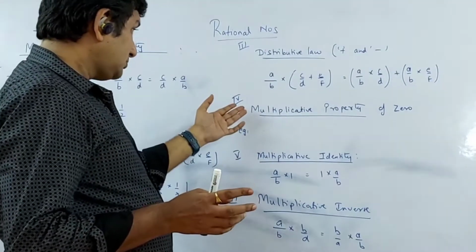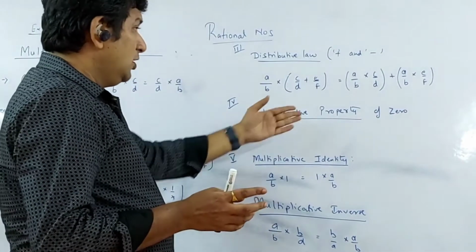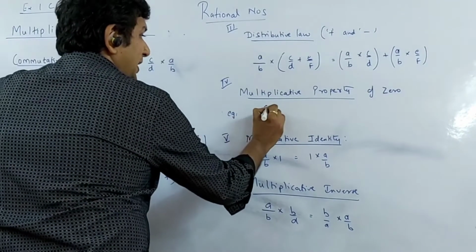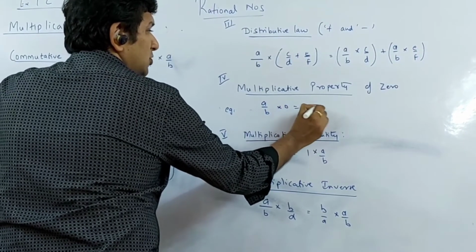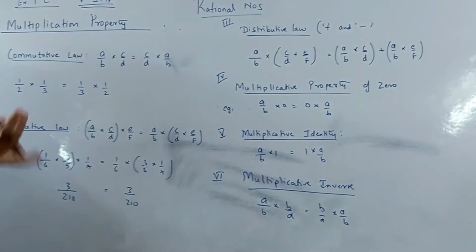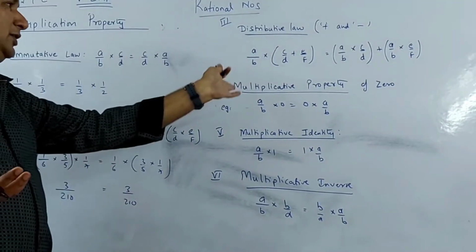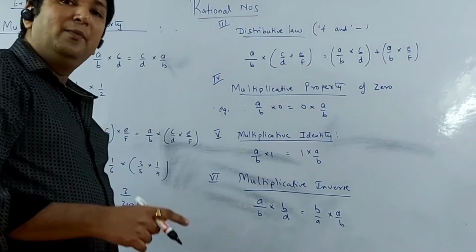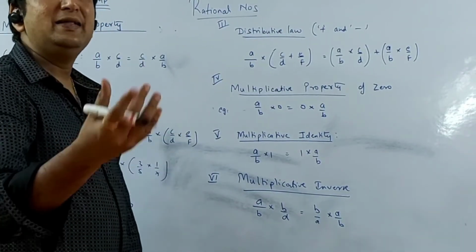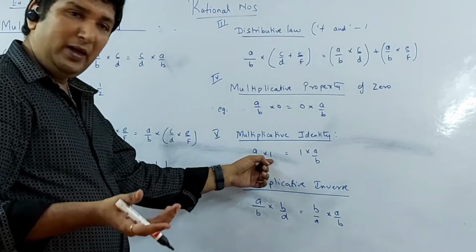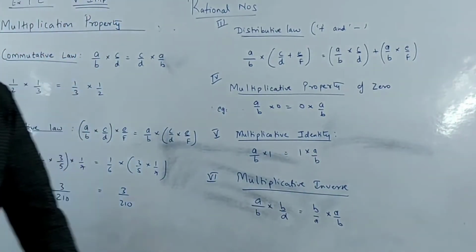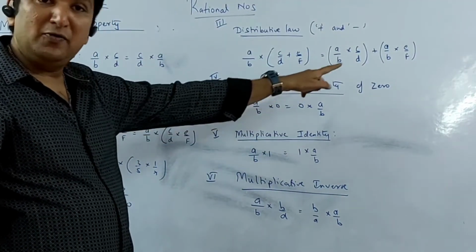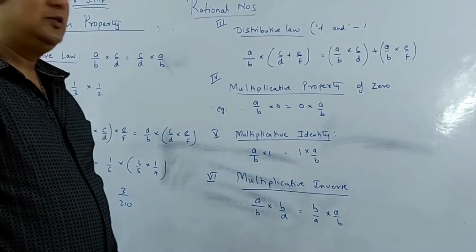And last, they are all with respect to multiplicative property of zero, identity or inverse. It's very simple. If you multiply A upon B into 0, this is equal to 0 into A upon B. That means anything multiplied by 0 is 0. That's called multiplicative property of 0. Multiplicative identity: if you multiply any rational number by 1, the answer will be itself. So A upon B into 1 is A upon B, and 1 into A upon B is also A upon B. If you multiply any number by 0, that's called multiplicative property of 0, and if you multiply by 1, that's called multiplicative what?